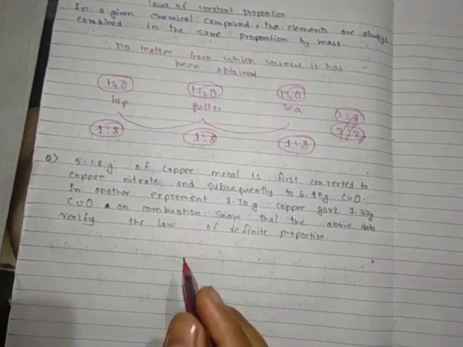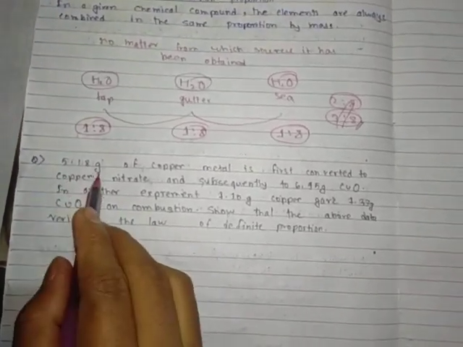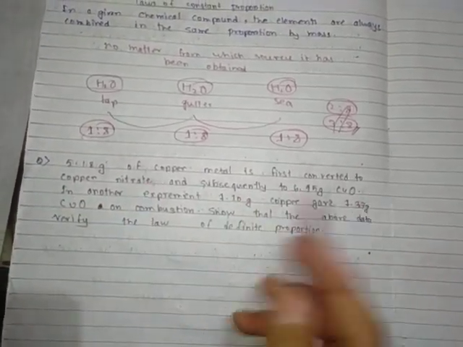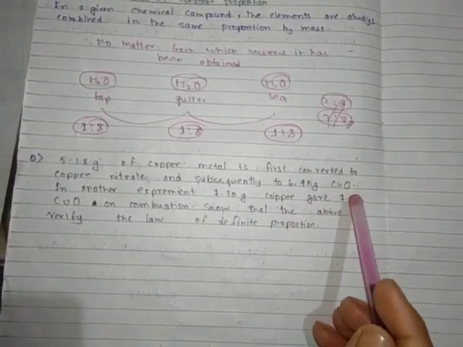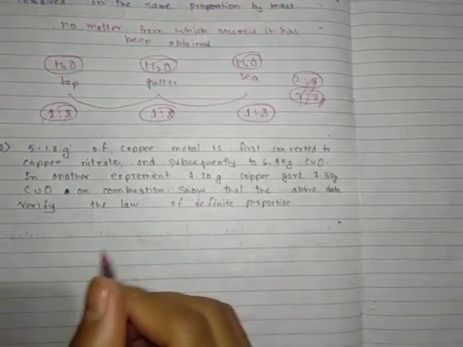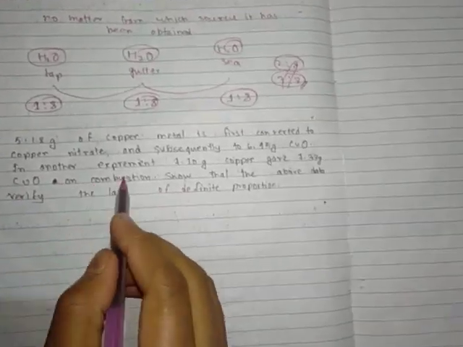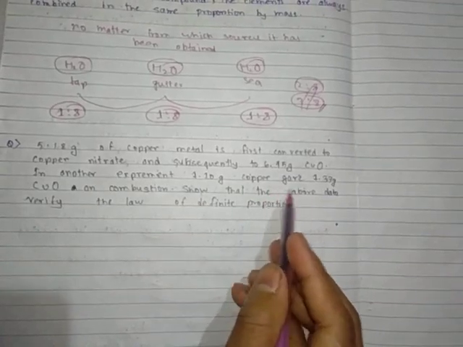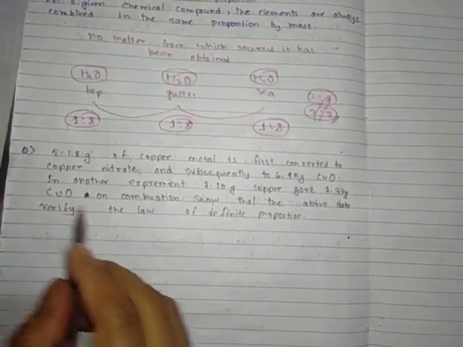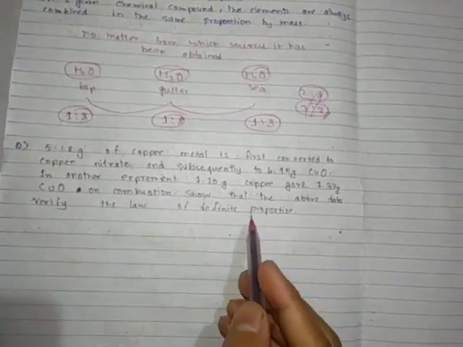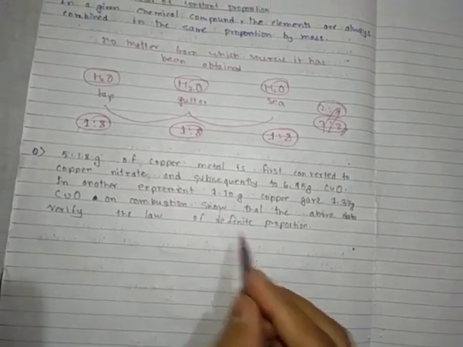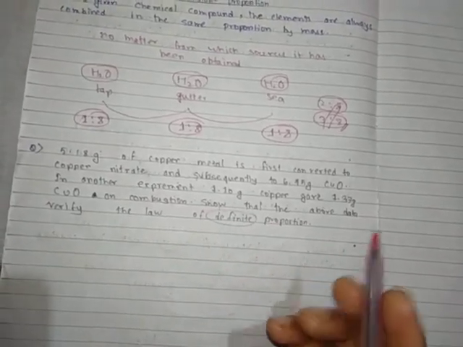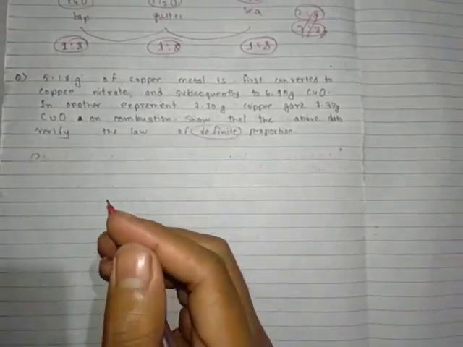Here we have a question: 5.18 gram of copper metal is first converted to copper nitrate and subsequently to 6.45 gram of CuO, copper oxide. In another experiment, 1.10 gram of copper gave 1.37 gram of CuO on combustion. Show that the above data verify the law of definite proportion, that is, constant proportion or not.